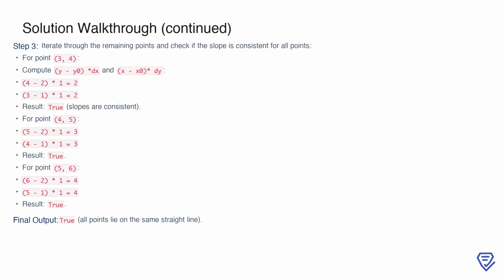Now, we proceed to validate the slope consistency for the other points in the input. For the point 3, 4, we calculate (y minus y0) times dx and (x minus x0) times dy. Substituting values, we get (4 minus 2) times 1 equals 2 and (3 minus 1) times 1 equals 2, which means the slopes match.